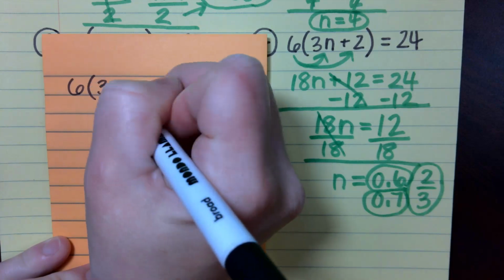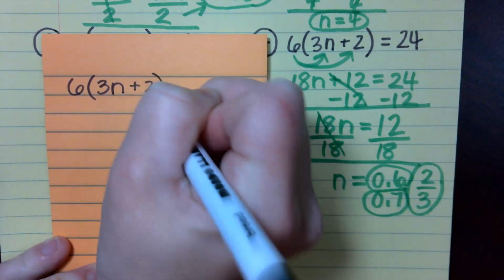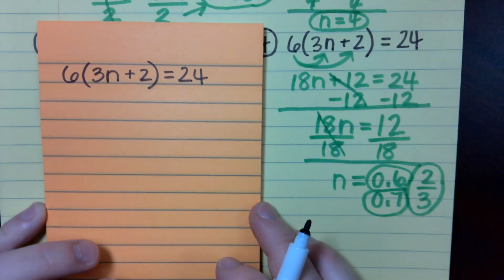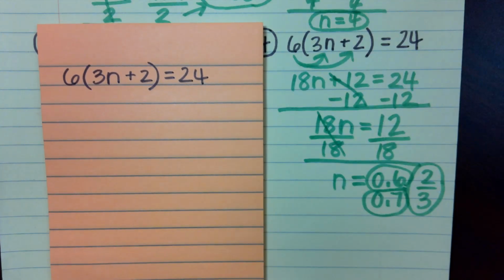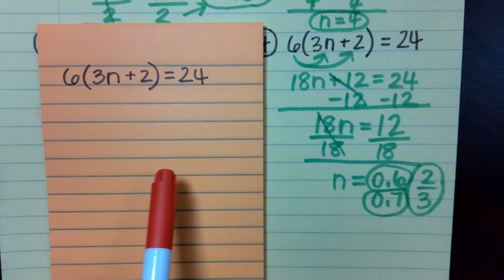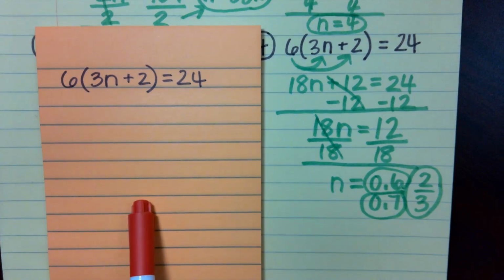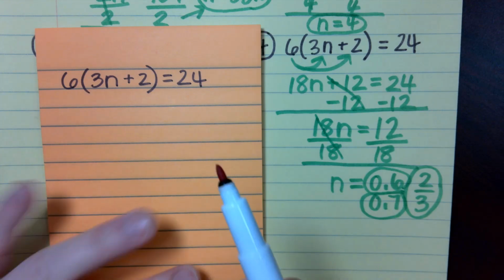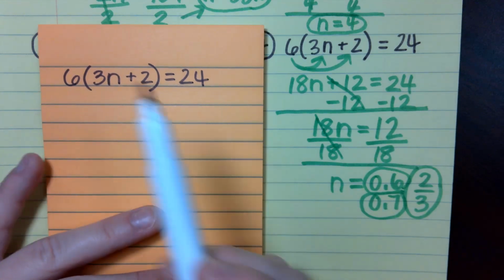Okay, so we're going to rewrite this problem: 6 times (3n plus 2) equals 24. And I don't think red was the best choice for an orange paper. Can you guys see it okay? Okay, if you can see it, I'll stay with it. So what would my first step be if I didn't want to distribute?